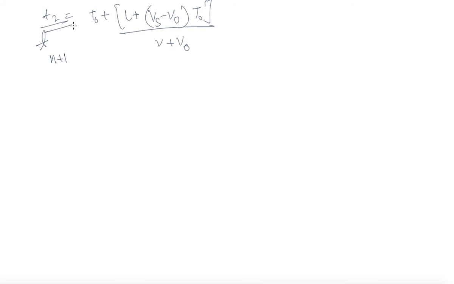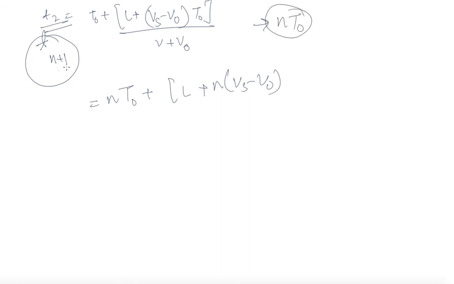Therefore, we can say that generalizing this at time t equals n plus 1, we know at time t equals 2 we had t naught plus L plus Vs minus V naught whole into t naught. This was divided by V plus V observer. Therefore, at time t equals n plus 1, we had n into t naught plus L plus n into Vs minus V naught. In place of t naught, you will have n t naught after a time interval of n plus 1. Therefore, n t naught, this is t naught, divided by V plus V naught. So this is what happens.